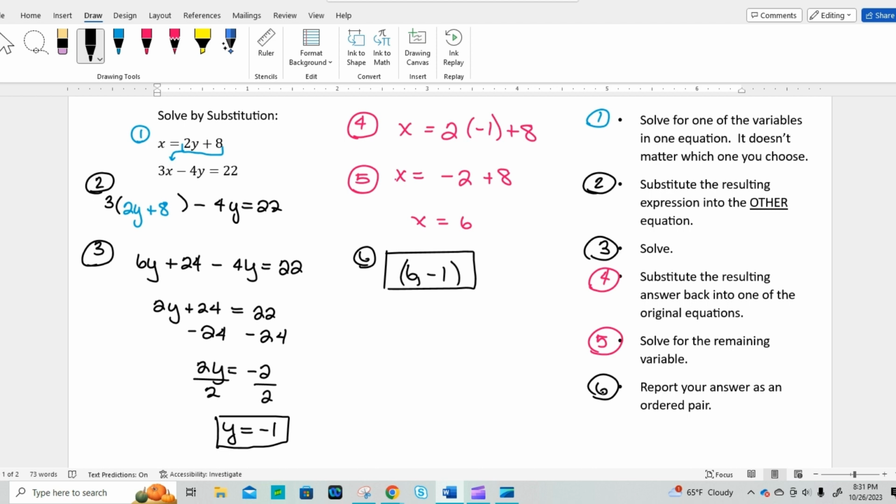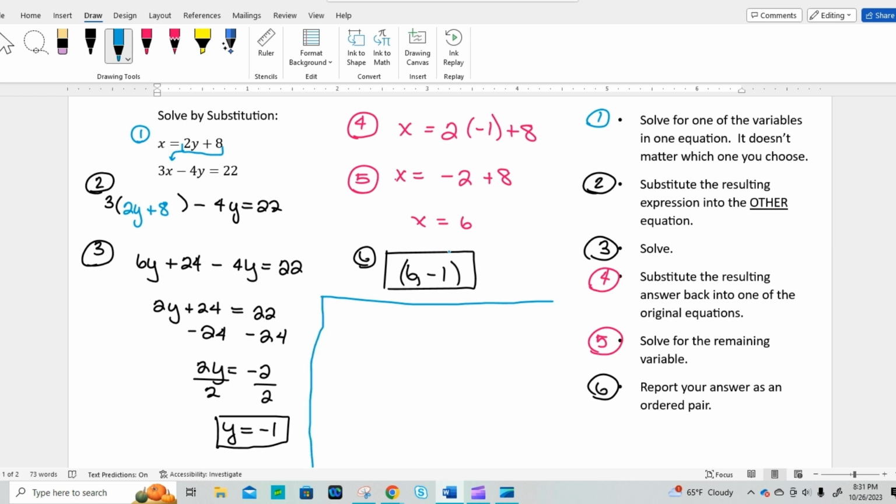Now, what if you're looking at that and thinking, okay, well, yeah, that works for the one that you plugged it into, but how do we know that that's actually a solution to the system? How do we know for sure that that works in both equations? Well, we can plug that point into the second equation. Now, the check is not part of my steps, nor is it part of the answer. So I'm going to put it in its own little box here.